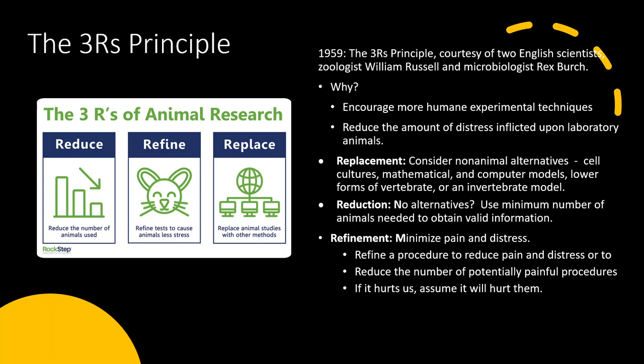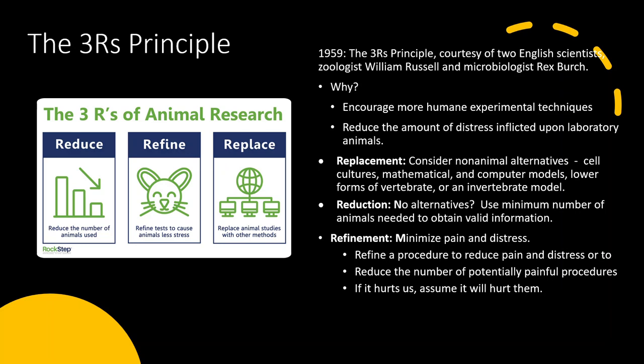Whenever possible, researchers should explore and utilize non-animal alternatives, such as cell cultures, computer simulations, and lower forms of vertebrates or invertebrates. Reduction. When animal use is necessary, the number of animals used should be minimized to the absolute minimum required to obtain statistically valid results. Refinement. All efforts should be made to refine research procedures to minimize pain, distress, and suffering for the animals involved.